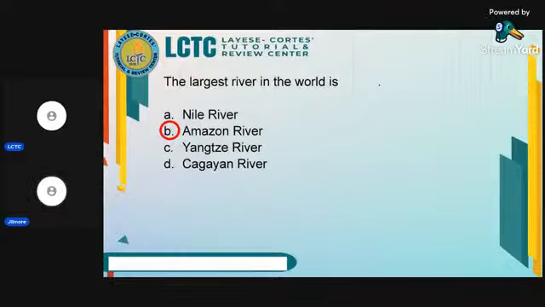The largest river in the world, Amazon River. Longest in the world, Nile River. Yangtze River, longest in Eurasia, and the longest river in the world to run in one country, only in China. Cagayan River, longest in the Philippines. Again, largest, the Amazon in South America. Nile River, Egypt, longest. Yangtze, longest in Eurasia, and longest in the world running in one country. Cagayan, longest in the Philippines.